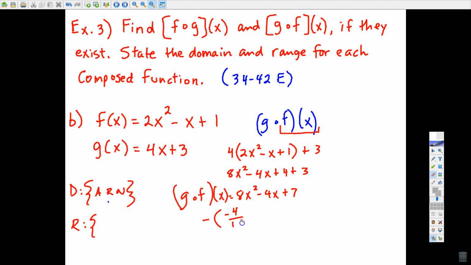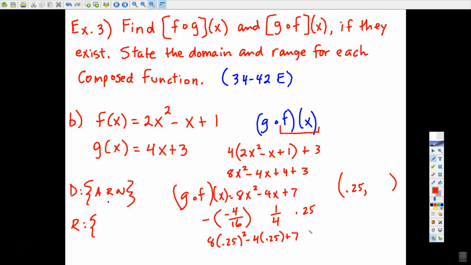So it's the opposite of negative 4 over 16, which is negative 1/4, so positive 1/4. Or if you want to plug into your calculator, you could say 0.25. So we know what the x-coordinate of the vertex is. Now, how do we find the y? We're going to put 0.25 in for both of these x's. 8 times 0.25 squared minus 4 times 0.25 plus 7.